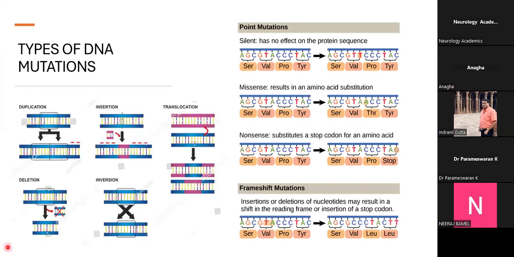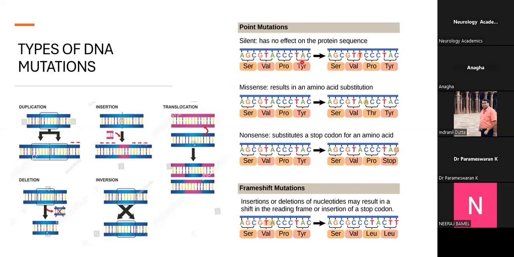So coming to the types of DNA mutations, as we all know, there are different types of DNA mutations, including deletion, insertion, and duplication, and there is inversion within the DNA template, and there can also be translocation mutations within the DNA template. And within a single DNA strand, there can be changes with regard to a single or a couple of nucleotide base pairs that can lead to point mutations or frame shift mutations.